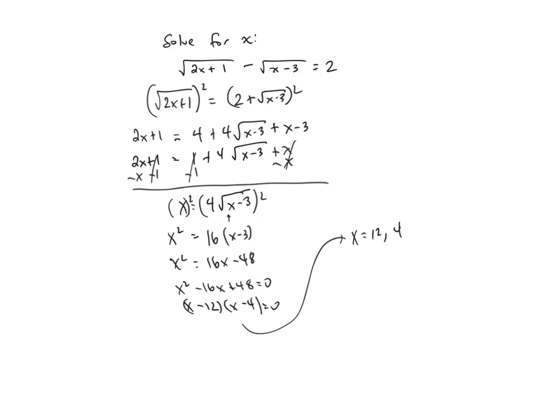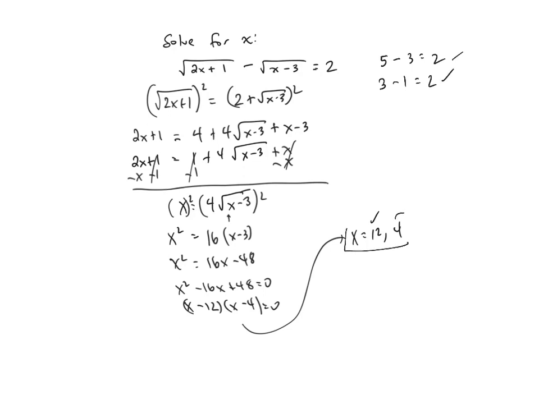So when I check 12, I get 2 times 12, which is 24, plus 1, which is 25. Square root of 25 is 5. And then 12 minus 3 is 9. Square root of 9 is 3. So 5 minus 3 is 2. That one checks out. When I check 4, I get 2 times 4, which is 8, plus 1, which is 9. Square root of 9 is 3. And then 4 minus 3 is 1. Square root of 1 is 1. So 3 minus 1, 2 as well. So both of these work.